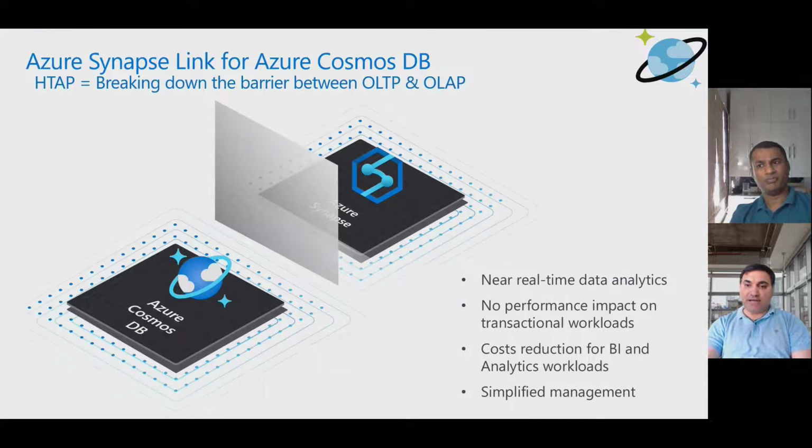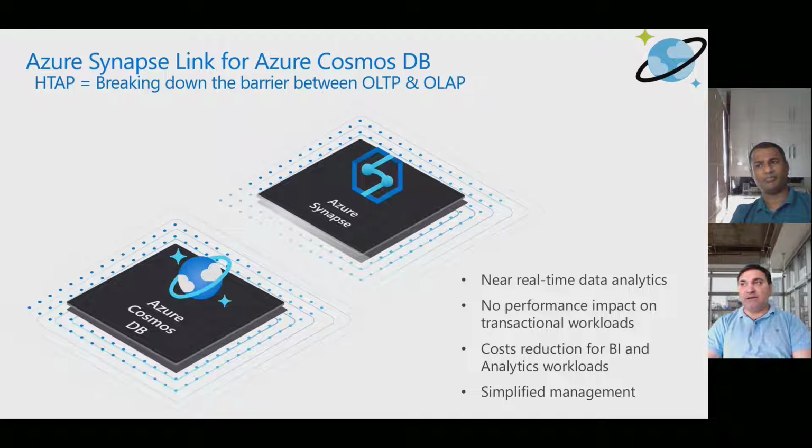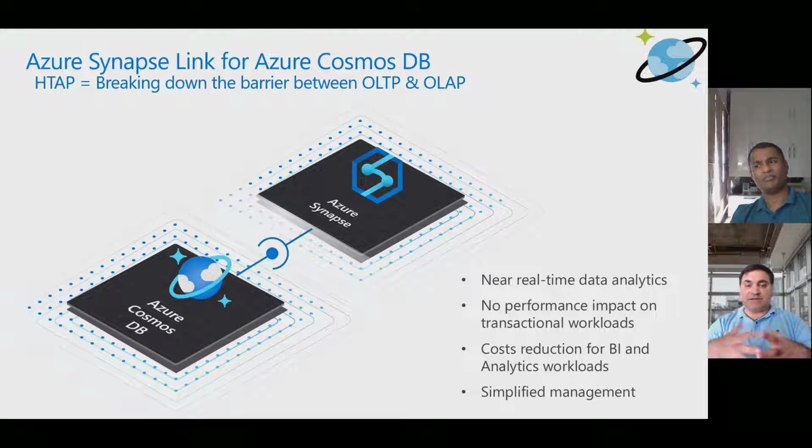So here's the solution we have introduced. It's been a long time since we introduced this. This is the magic we do behind the scenes. We connect Cosmos DB and Synapse using Synapse Link. This way, you don't need to worry about cost, ETL, or performance impact, which is very critical here. At the same time, data engineers and the machine learning team are super happy to know that they are getting data in almost near real time.